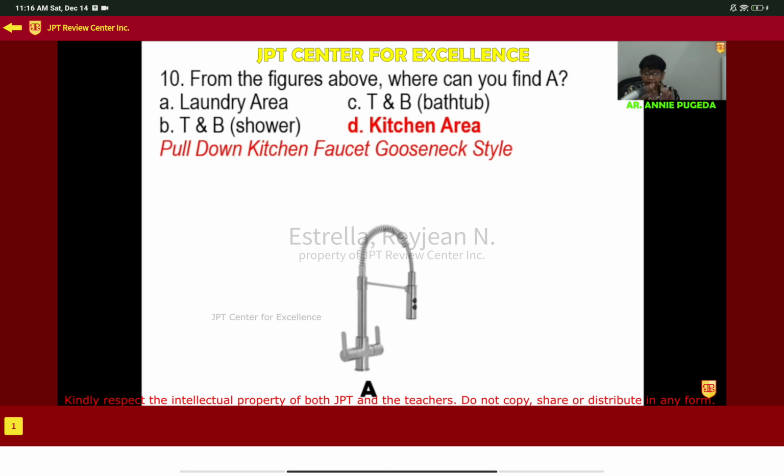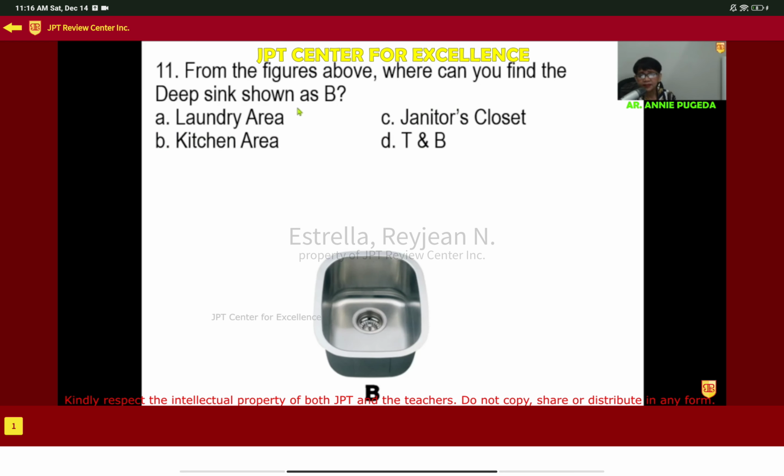Pull down na pull down mo. Tapos natatanggal mo yung pinaka-ganun para paikot-ikot mo. Okay, pull down kitchen faucet goes next slide. Ay, nakita niyo yung answer. So the figures above, where can you find deep sink shown as B?